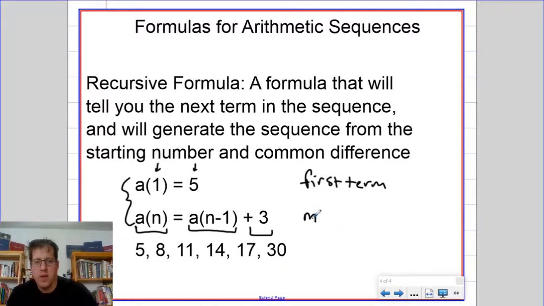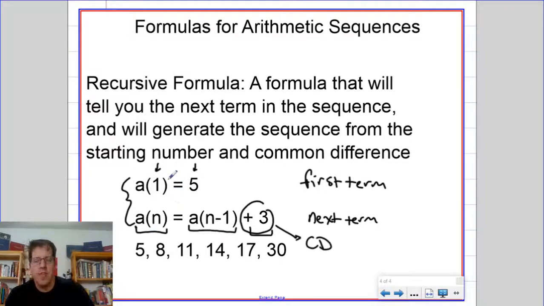So this is going to be a next term part of your formula. So this n minus 1 just means the one before a particular one. So if you want to find a term, take the previous one and add 3. So this is our first term, and this 3 part is our common difference. So start at 5, add 3, add 3, add 3, add 3.